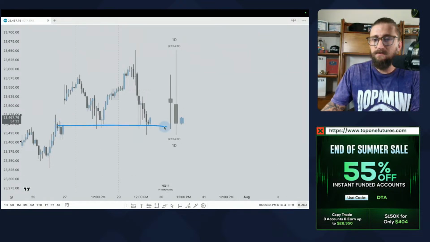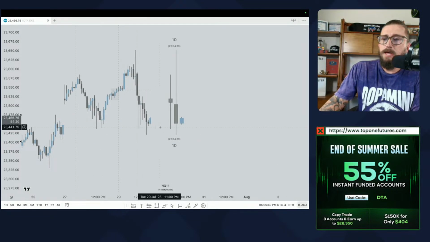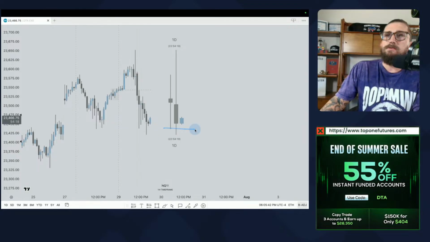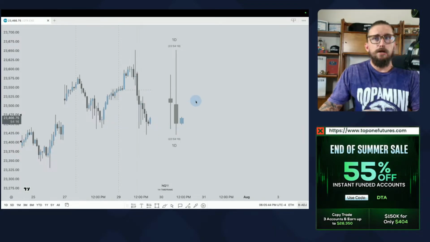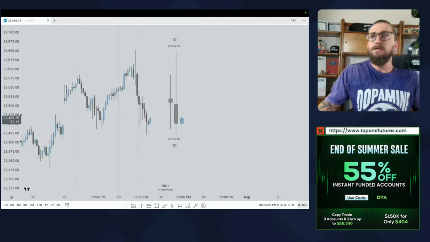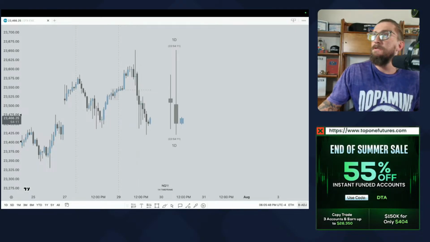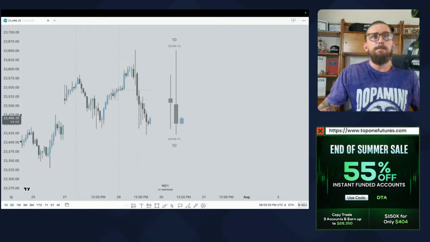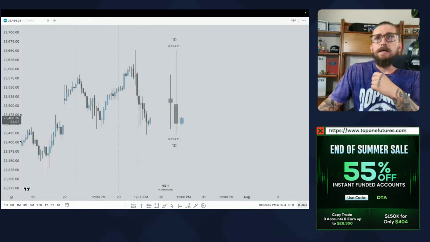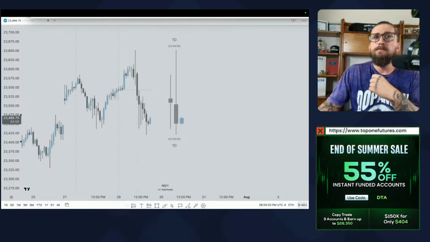What have we done? We've defended this level. We swept out prior day low. We did not close below prior day low. I think that's really important to mention right here. A close below prior day low would have really begun to change the context and make it extremely bearish. But none of that yet. We still have some time.